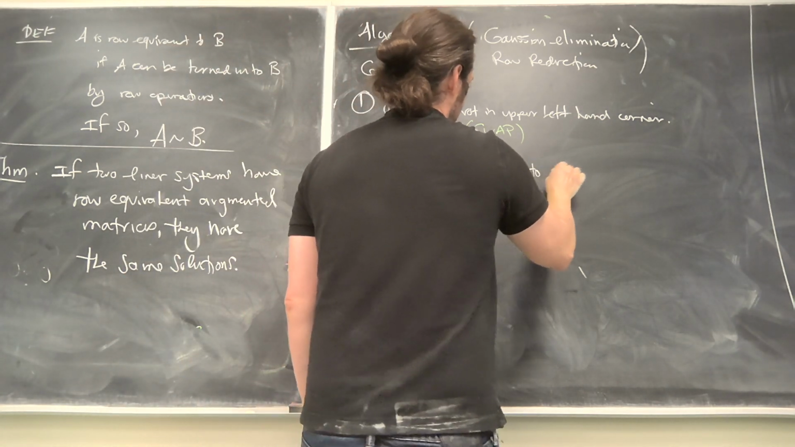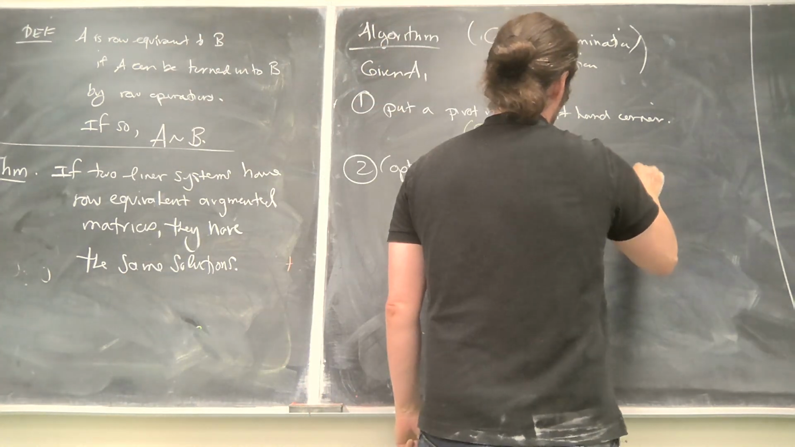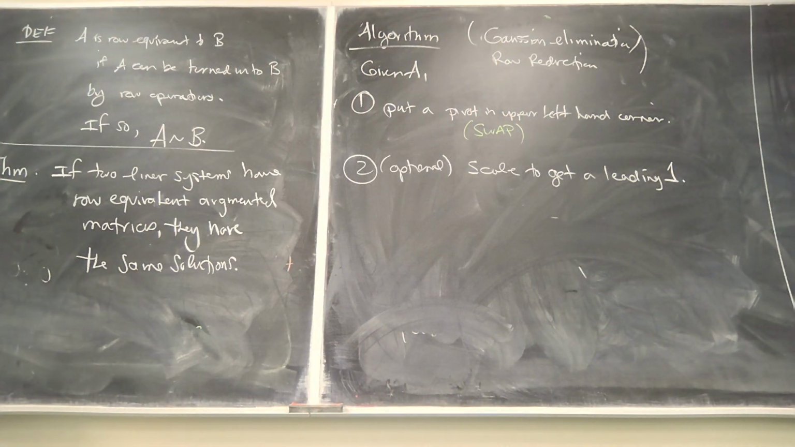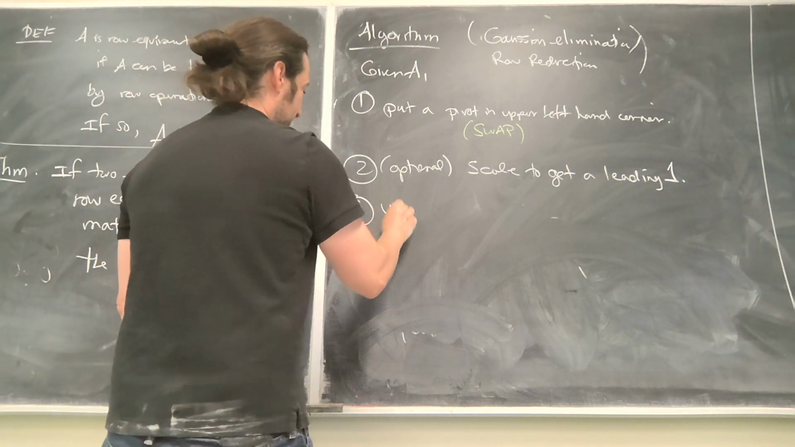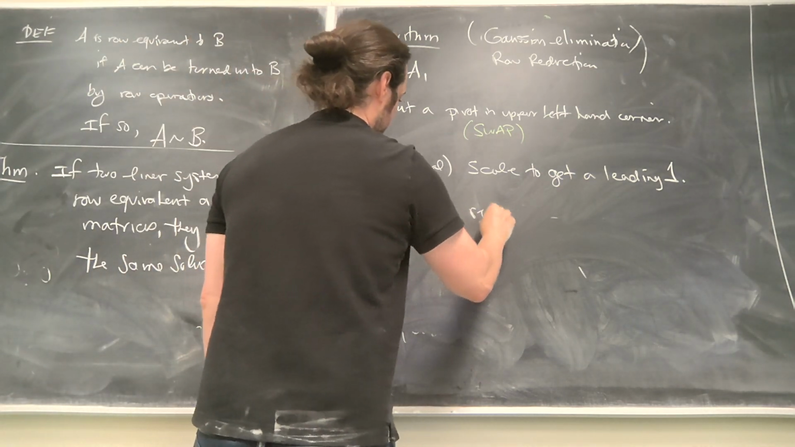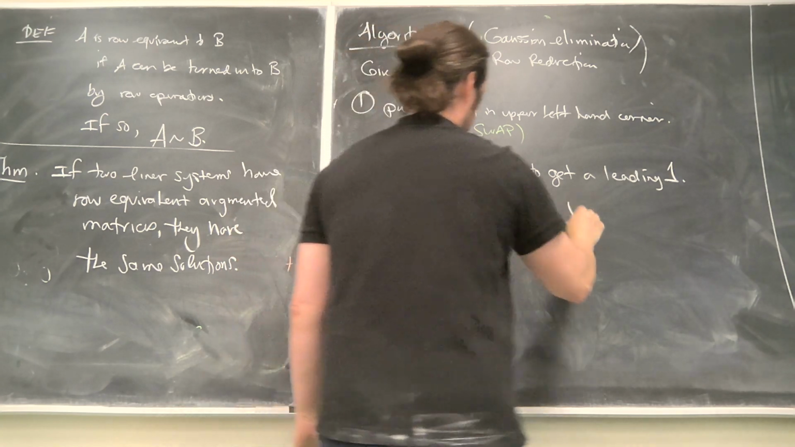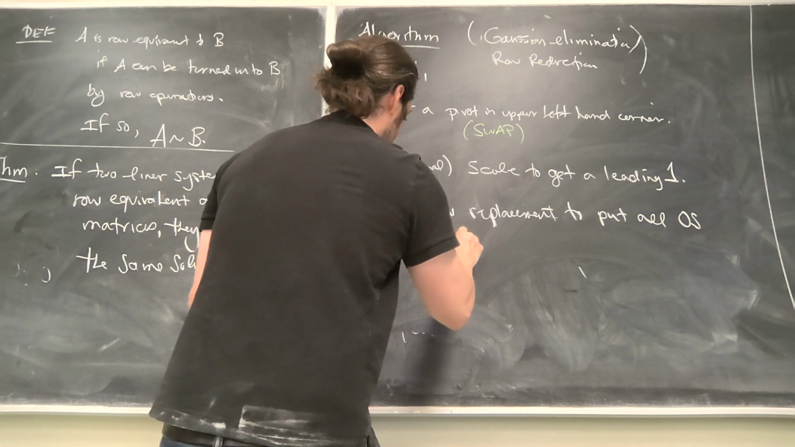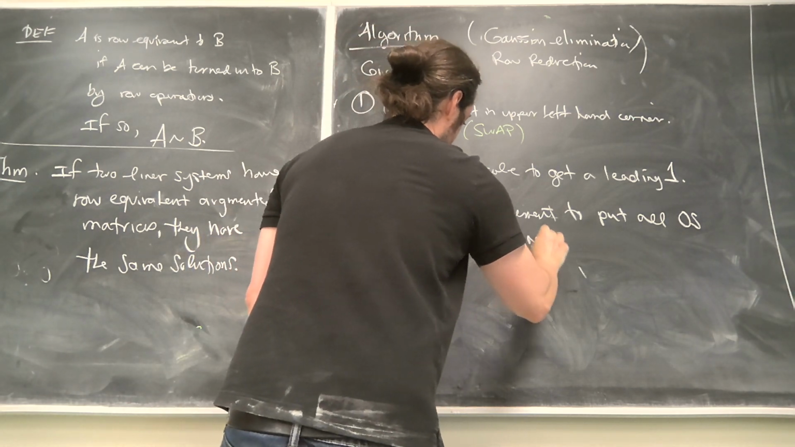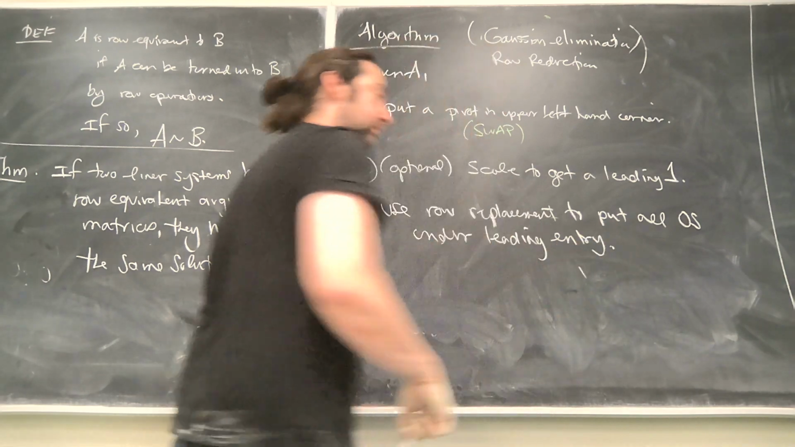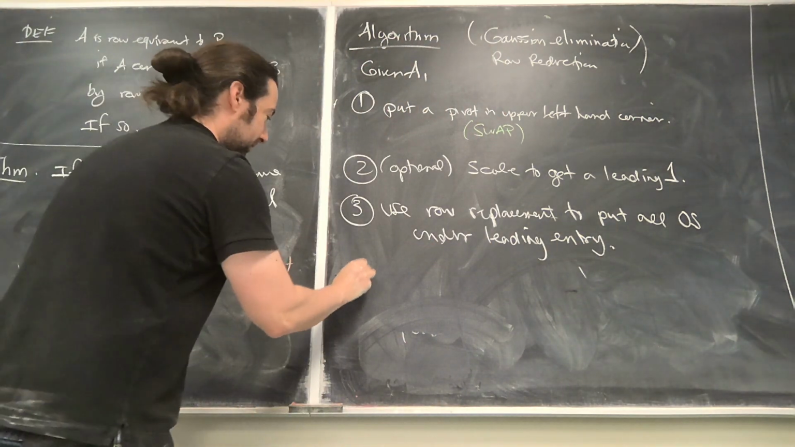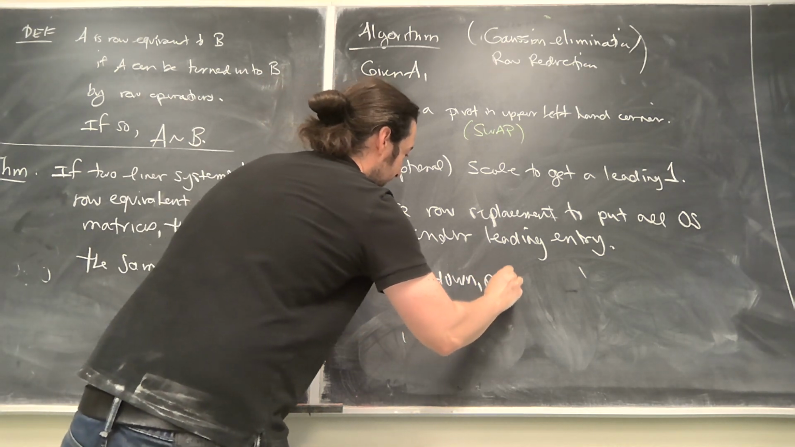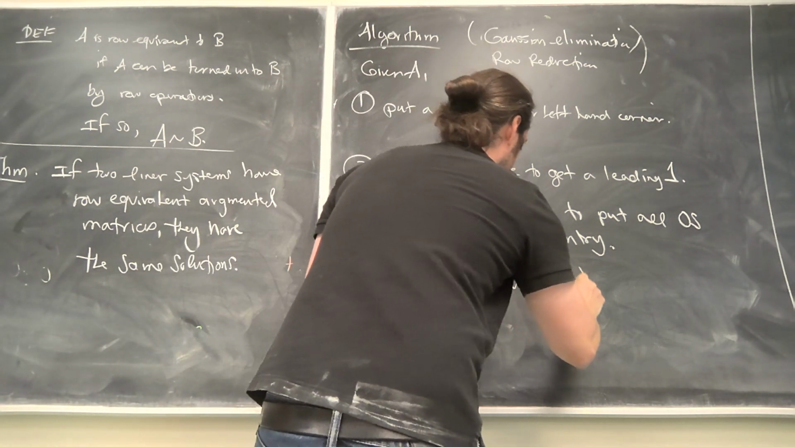Scale to get a leading 1. Often easier to do that. Step 3, use row replacement to put all zeros under the leading 1. Step 4, move down and to the right and go back to step 1.